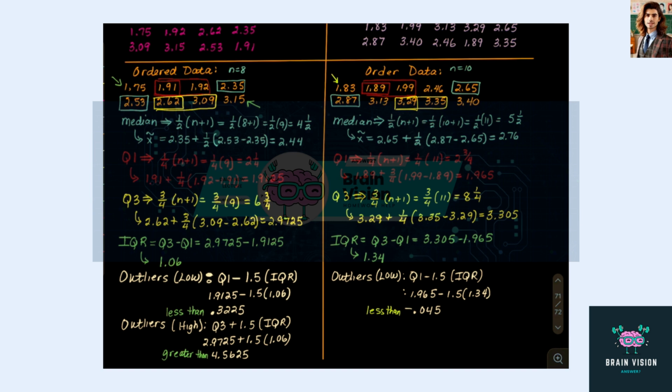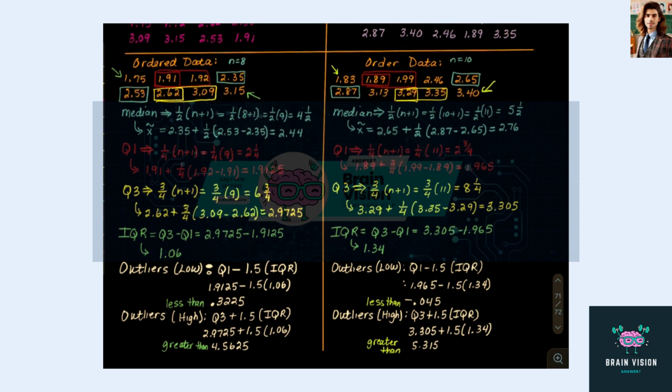And then we look for outliers on the high end, by doing Q3 plus 1.5 times IQR. So Q3 in this case was 3.305. And our IQR again was 1.34. So you will get a value of 5.315. So anything greater than that would be an outlier. And as you can see, there's nothing greater than that because our maximum is 3.40.